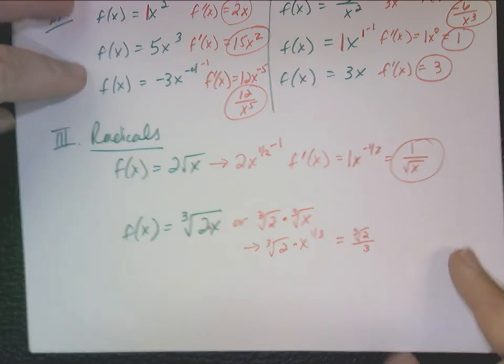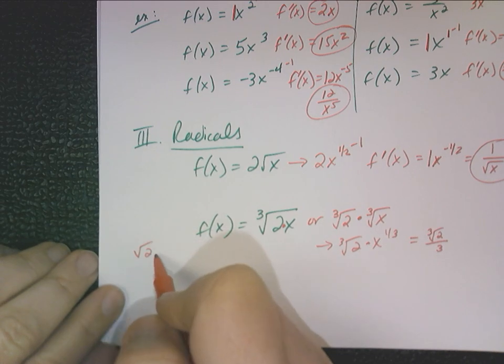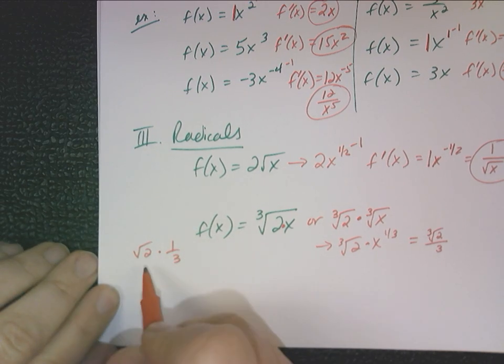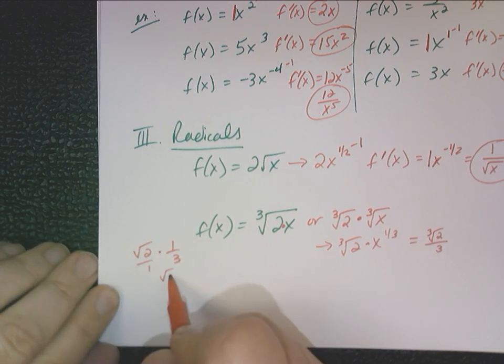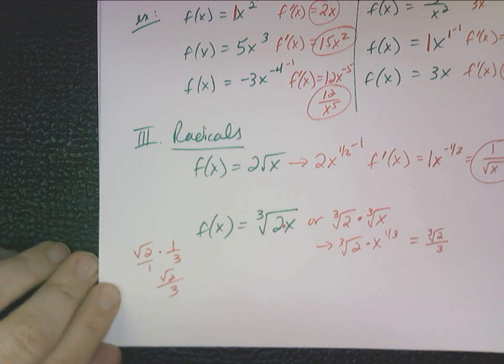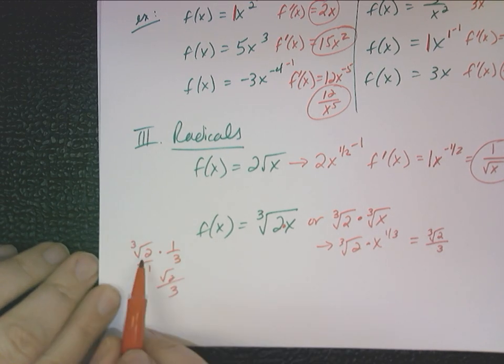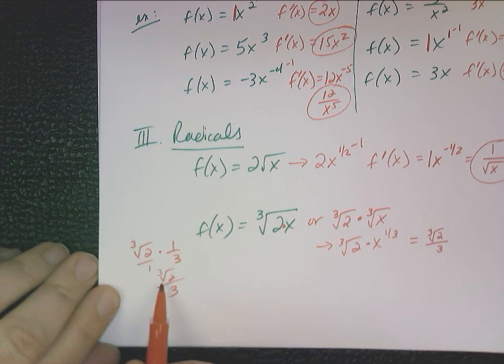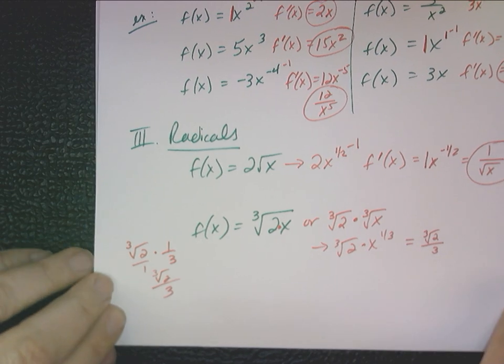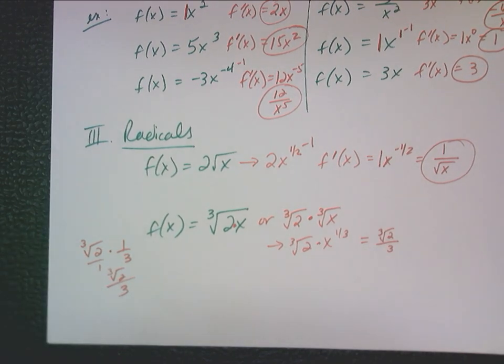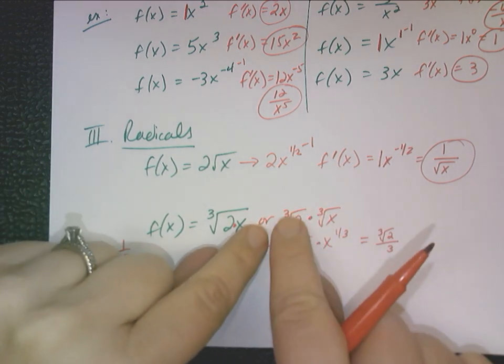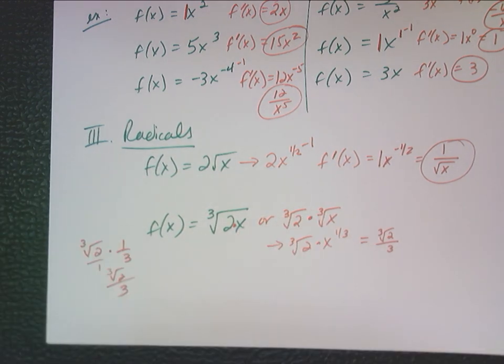No. Okay, so if I had square root of 2 times 1/3, isn't that just square root of 2 on top, 3 on bottom? If I put a little cube root here, isn't it just cube root of 2 over 3? It's a number. You're not raising it to a power, you're multiplying. I'm not saying, hey, cube this right now. I'm saying multiply it by 1/3.